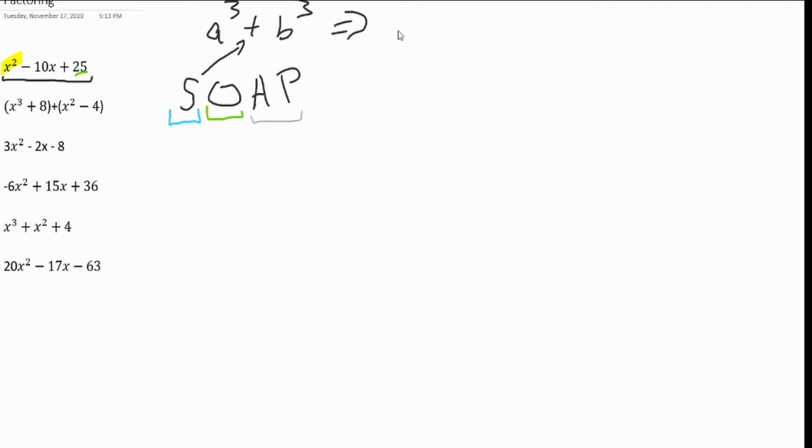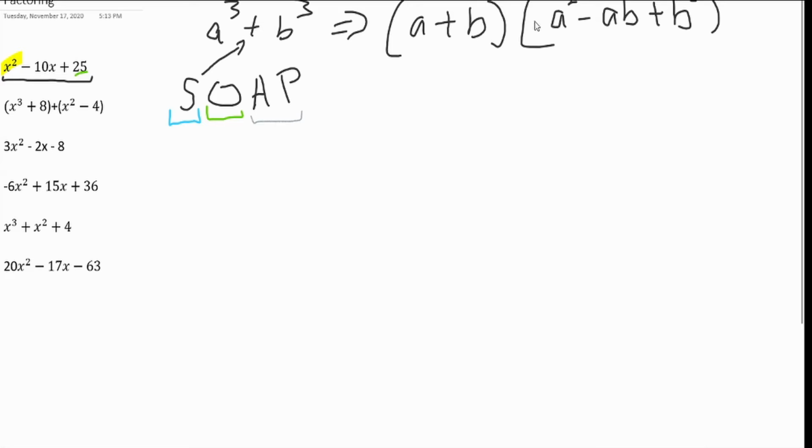And we can break this down into a plus b, since it's a positive, times a squared minus ab plus b squared. Keep in mind that this last factor is not factorable, so this is the final form you can get into. So let's just plug in our a and b. Our a is clearly x, a equals x, and our b is equal to 2, since the cube root of 8 is 2. Now we can just plug all these numbers in.